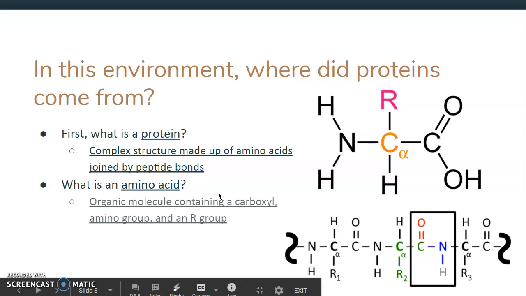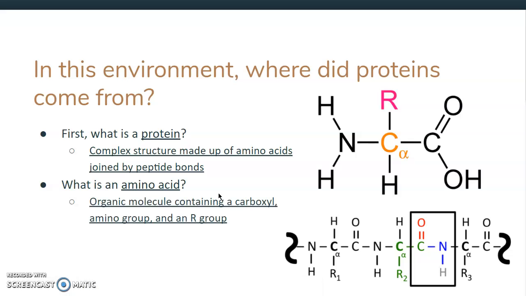So what is an amino acid? An amino acid is an organic molecule containing a carboxyl group, an amino group, and an R group. So we have this great picture off to the side. A carboxyl group is a group of elements that has a carbon with a double bond to an oxygen and also a bond to an alcohol, which is this oxygen and hydrogen. So that's our carboxyl group.